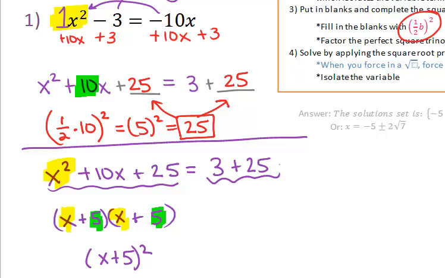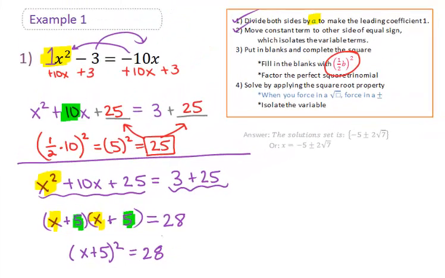Now we have to work with the right-hand side of the equation, which is pretty simple, just elementary math. 3 plus 25 gives me 28. So at this point, you have finished step number 3. Now, you are down to one variable squared, which means you can solve this process by the square root property. Now you must use the square root property here, otherwise it defeats the purpose of completing the square.